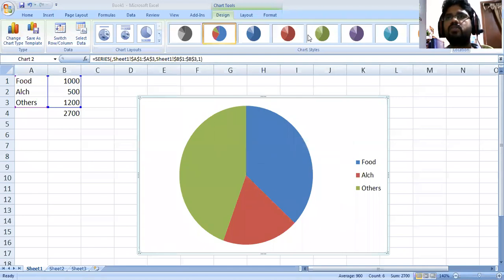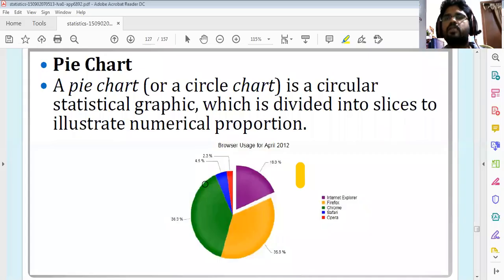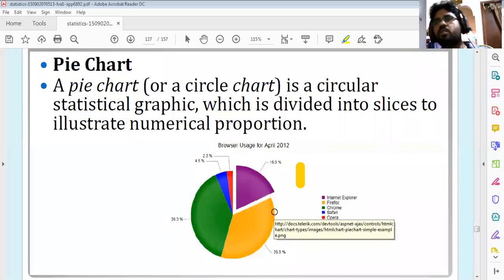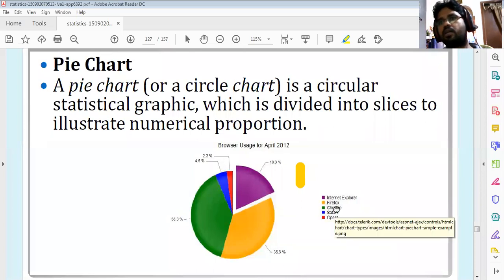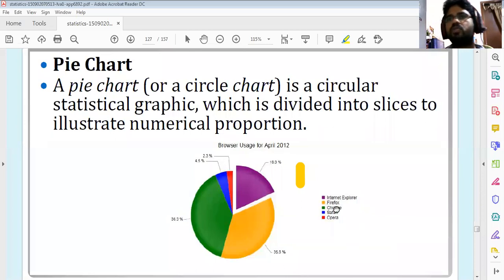If it is clear, I will move on to another one. Yes, this shows how many people are using which browser, whether Internet Explorer or Firefox or Chrome or Opera, like this.